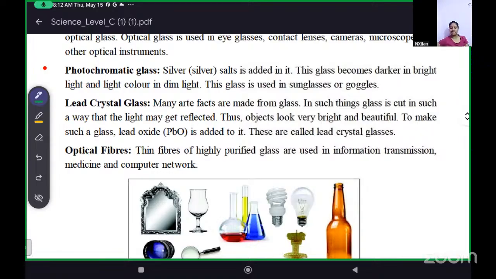Then there is lead crystal glass. Many artifacts are made from glass. In such things, glass is cut in such a way that the light gets reflected. Thus, the objects look very bright and beautiful. To make such glass, lead oxide is added to it. These are called lead crystal glasses. So there are glasses which reflect light and are used to make artifacts. What are those glasses? Lead crystal glass.